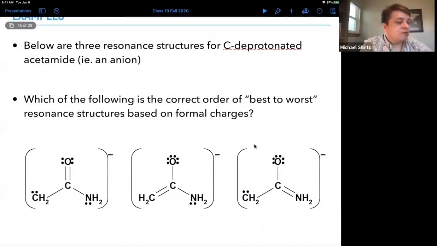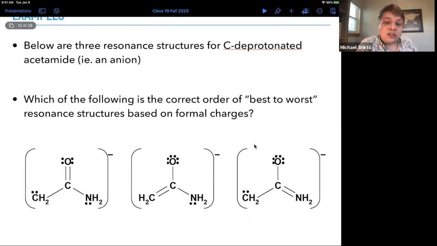Okay, so we're going to look at three resonance structures for a C-deprotonated acetamide, i.e. it's an anion. So which of the following is the correct order of best to worst resonance structures based on the formal charges? We can see that, and we won't go through this, but you should double check that all of these are correct Lewis structures. They all have the right number of electrons, they all have the same number of electrons, and they all satisfy the octet rule around each atom.